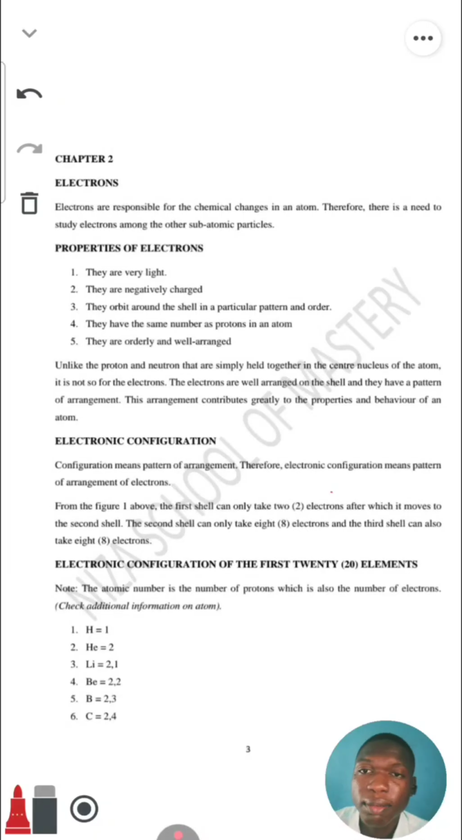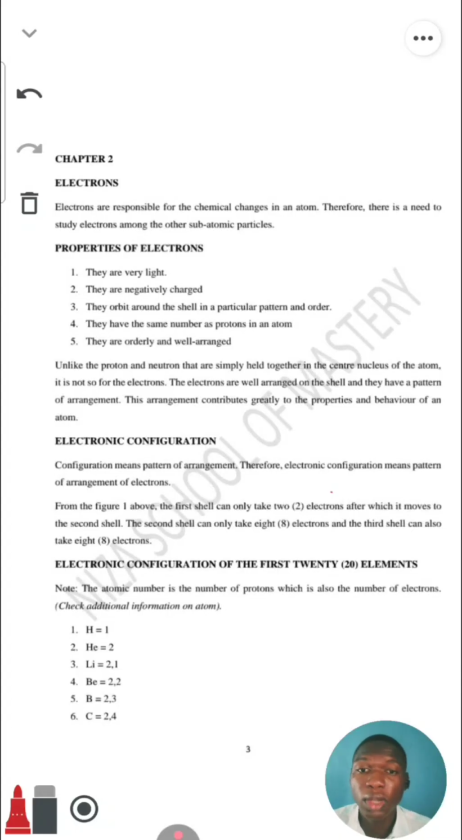So let's read. Unlike the proton and neutron that are simply held together in the central nucleus of the atom, it is not so for the electrons. The electrons are well arranged on the shell and they have a pattern of arrangement. This arrangement contributes greatly to the properties and behavior of an atom. So the fact that electrons arrange themselves has a great effect on the behavior of the atom. And we're going to learn how that works very soon.